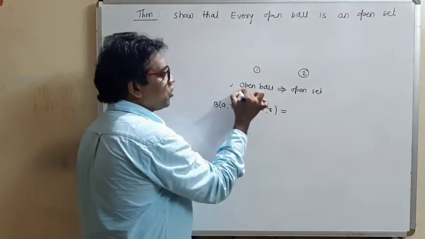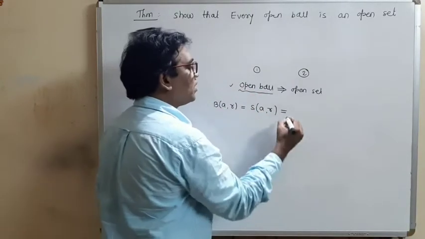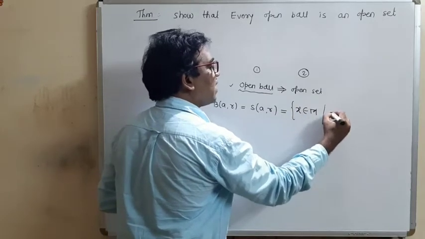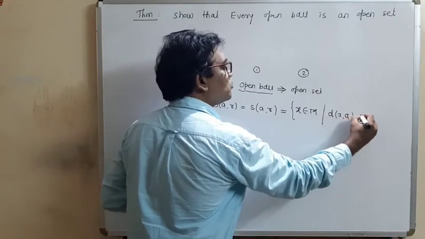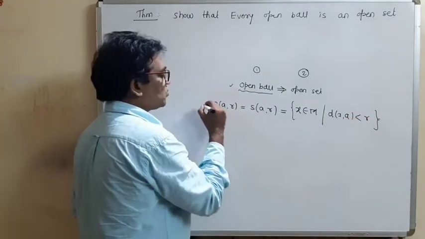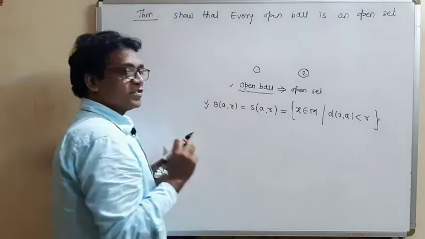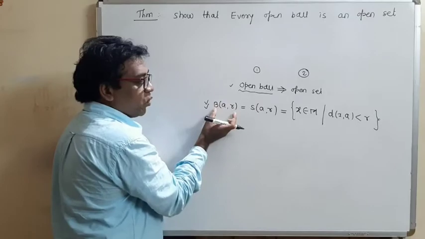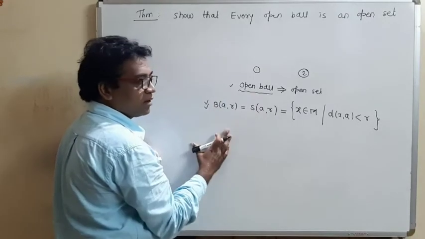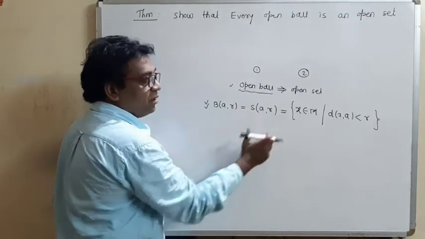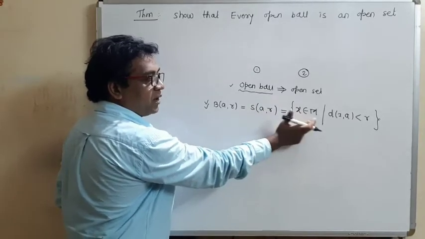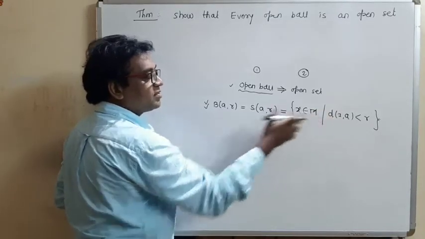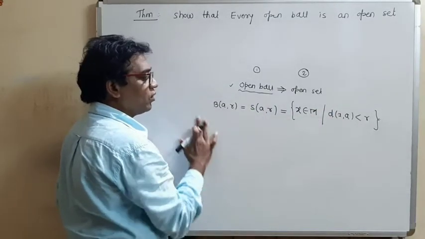And what is the definition of this open ball? This is the set of all those points X in the metric space M having the condition distance of X, A less than R. This is called the open ball or open sphere. What is meant by open ball or open sphere? This is the notation for open ball or open sphere, and the definition is that we have to find the set of all those points in the metric space satisfying this condition: distance between X and A less than R. It is called the open ball or open sphere.